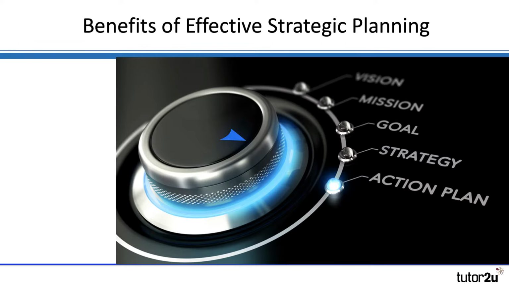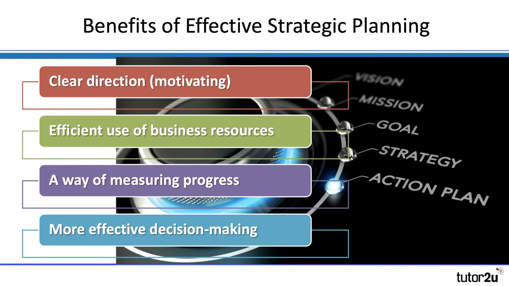Well, clearly, if done effectively, strategic planning provides some potential benefits to a business, and I've listed 4 of the main benefits of strategic planning on the slide there. You may want to pause the video and add those down to your notes. Really, strategic planning is all about giving the business a sense of direction and a means by which it can achieve its objectives. So clearly, setting direction is going to be motivating for management as well as employees.